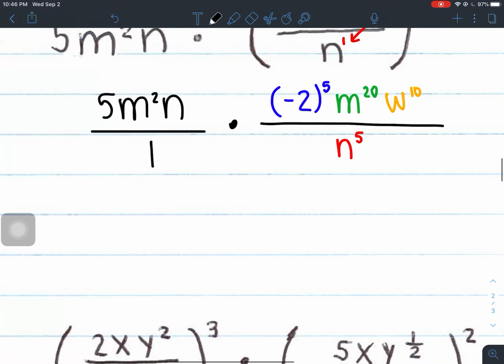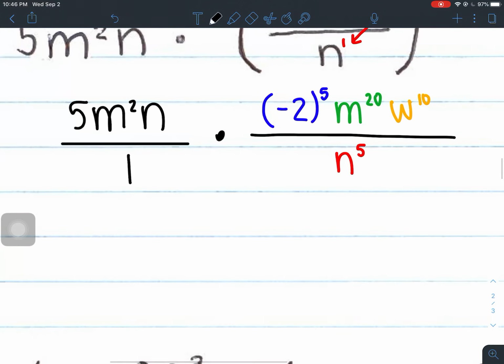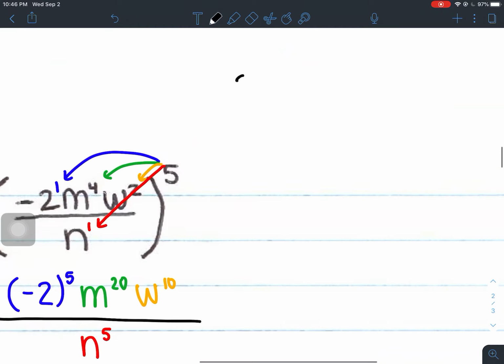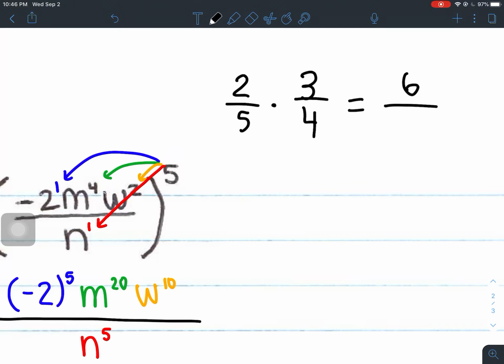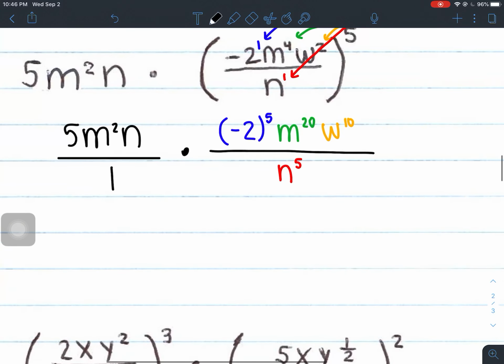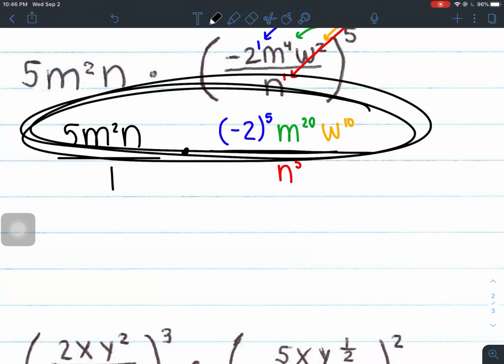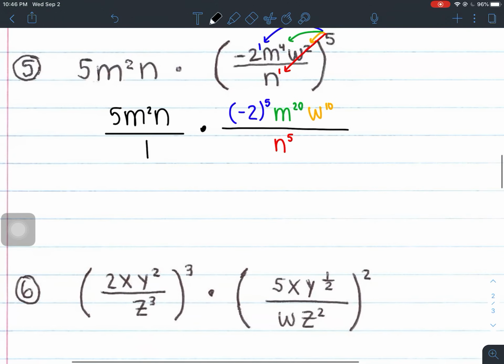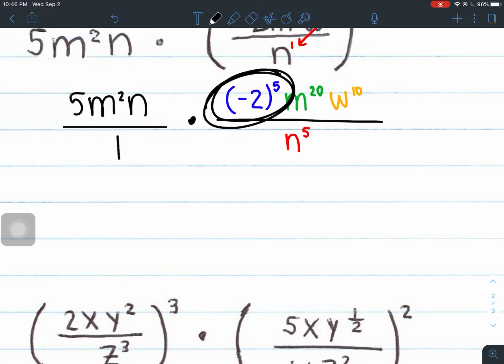Okay? Now you're going to do this thing in math where you multiply across, right? So like, for example, if you have 2/5 times 3 over 4, you would multiply across. So you do 2 times 3, which is 6, 5 times 4, which is 20. So that's how you multiply fractions. You just multiply across. So you're going to do the same thing here. I'm going to multiply across. So I need to combine these two sides. Before I do that, I'm going to go ahead and simplify -2 to the 5 over here.